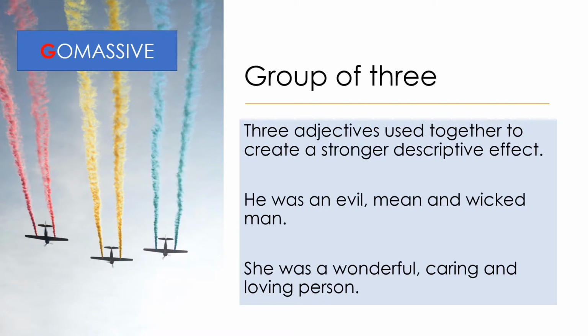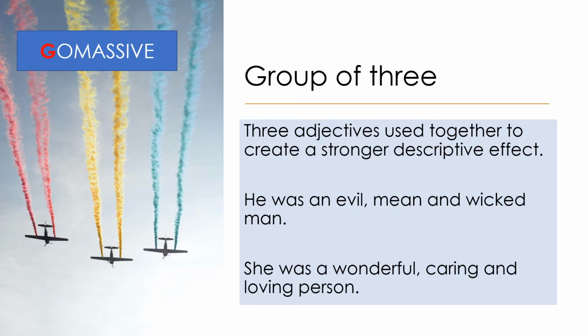First technique we're going to have a look at is group of three, which stands for the G. This is when we use three adjectives together to create a stronger descriptive effect. When you're doing language analysis and you're finding this in a piece of writing, you don't just say, this is group of three. What you do is identify the actual effect the writer's trying to have. So in this one, he was an evil, mean, and wicked man. The intended effect is to emphasize how bad this person is.